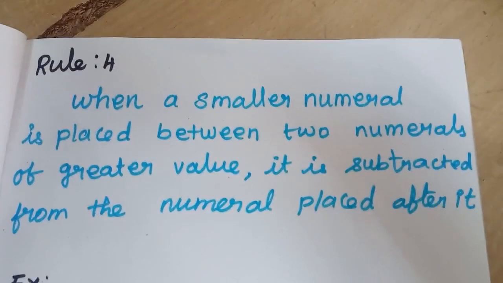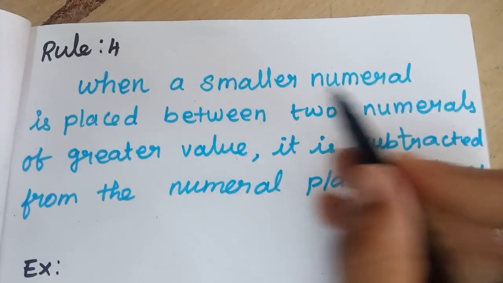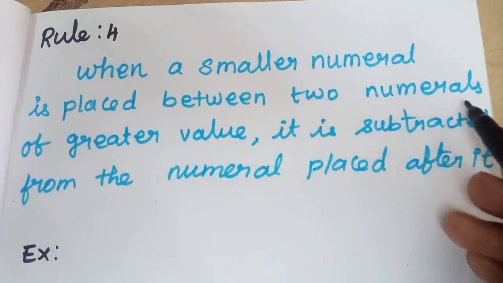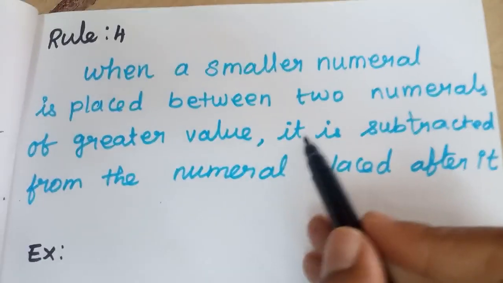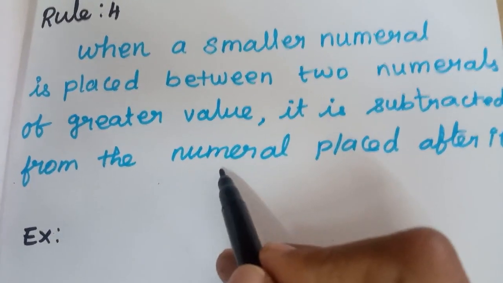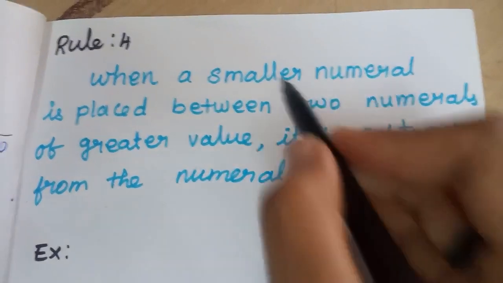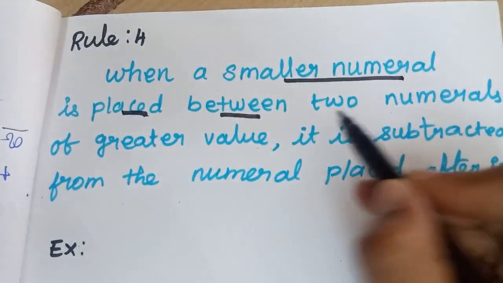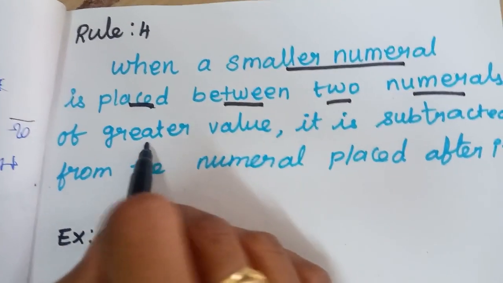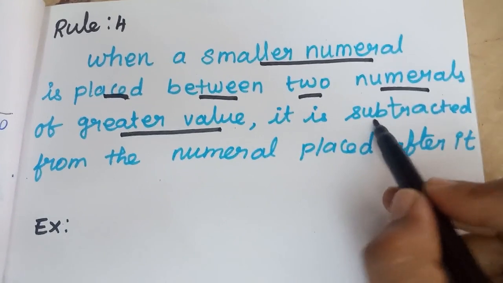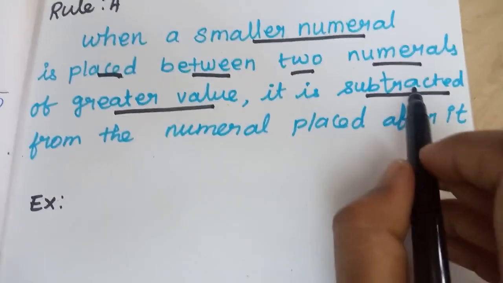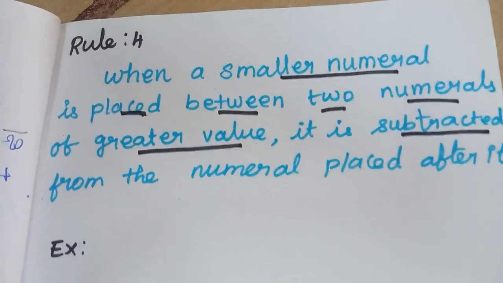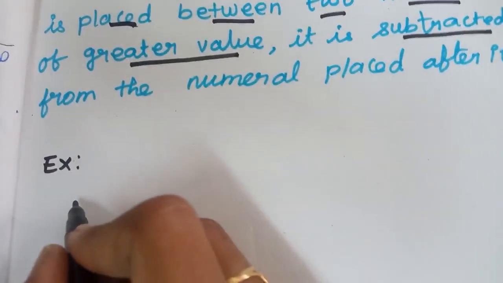Next one, rule number 4. When a smaller numeral is placed between two numerals of greater value, it is subtracted from the numeral placed after it. First you have to subtract, and then you have to do the further process. Shall we see one example? Okay. Listen.